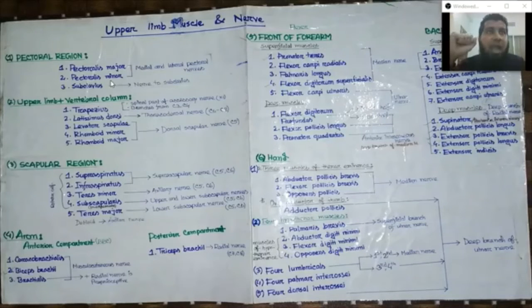Okay, and the muscles of the back are the trapezius, latissimus dorsi, levator scapulae, and rhomboideus major and minor, or muscles of the scapular region also. The nerve supply of trapezius is the spinal root of the accessory nerve. Latissimus dorsi is called the climbing muscle, and its nerve supply is the thoracodorsal nerve.